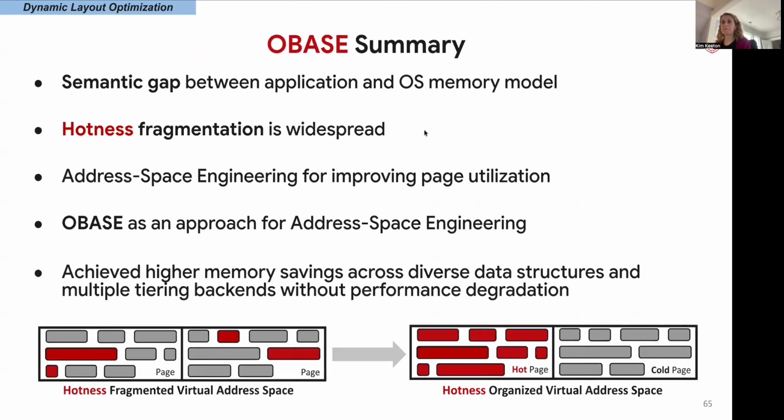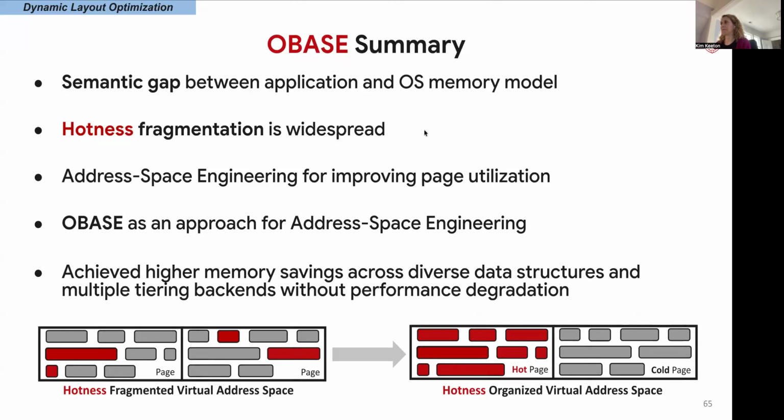Okay, so to summarize, there's a semantic gap between the application and OS memory model, and hotness fragmentation, as we have seen, is widespread. Address space engineering is required for improving page utilization and reducing hotness fragmentation. OBASE is an approach to address space engineering, and how we implemented this for pointer-based data structures.